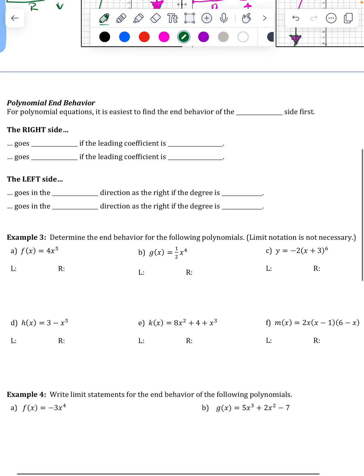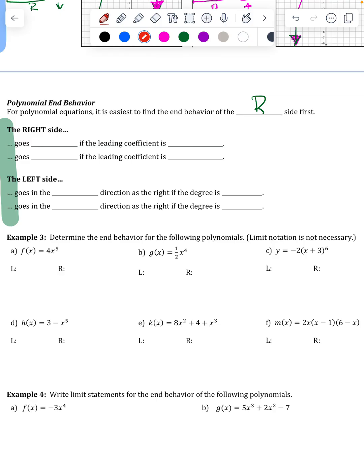If you don't have a graph and you only have the function, you don't want to have to graph it to figure it out. So we're going to figure it out another way. For polynomial equations, it's easiest to find the end behavior of the right side first because the left side's going to follow. So these two concepts are super important to know because it's what you just look at to tell you the answer.